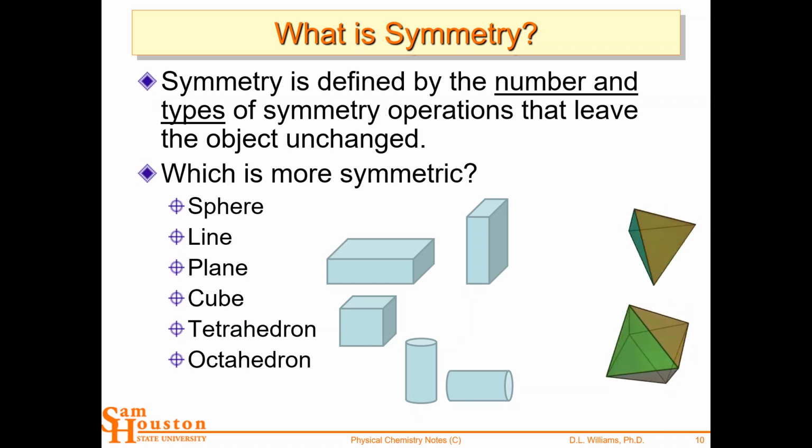There's an infinite number of reflection planes in a sphere. There's an infinite number of rotational axes in a sphere. It has an inversion center. It even has improper rotation, which is the rotation reflection operation. So the sphere has everything, and so it's the most symmetric object. But these other items have quite a bit of symmetry too, and you need to be very familiar with the tetrahedron and the octahedron because those are so common in molecular symmetry.